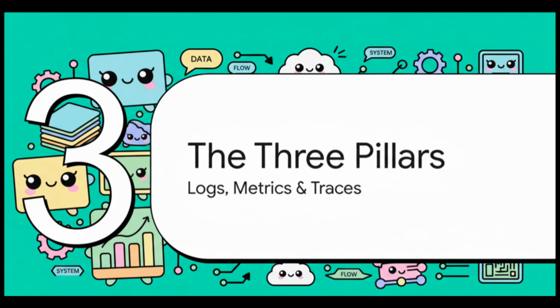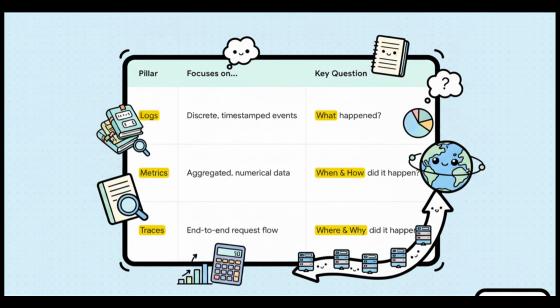So, how do we actually get this deep, diagnostic power? Well, it all comes down to collecting the right kinds of data, which are often called the 3 pillars of observability. Let's see how they all fit together. This table is the perfect cheat sheet. You've got logs, which tell you what happened at a specific moment. You've got metrics, which tell you when and how things were performing over time. And then you have traces, which tell you where and why something failed by showing you the whole journey. Each pillar answers a totally different but totally vital question.